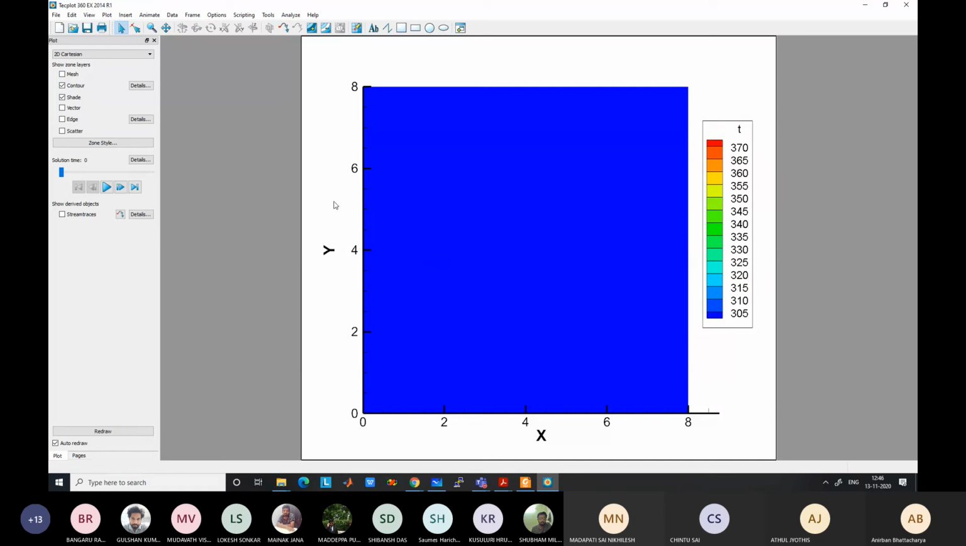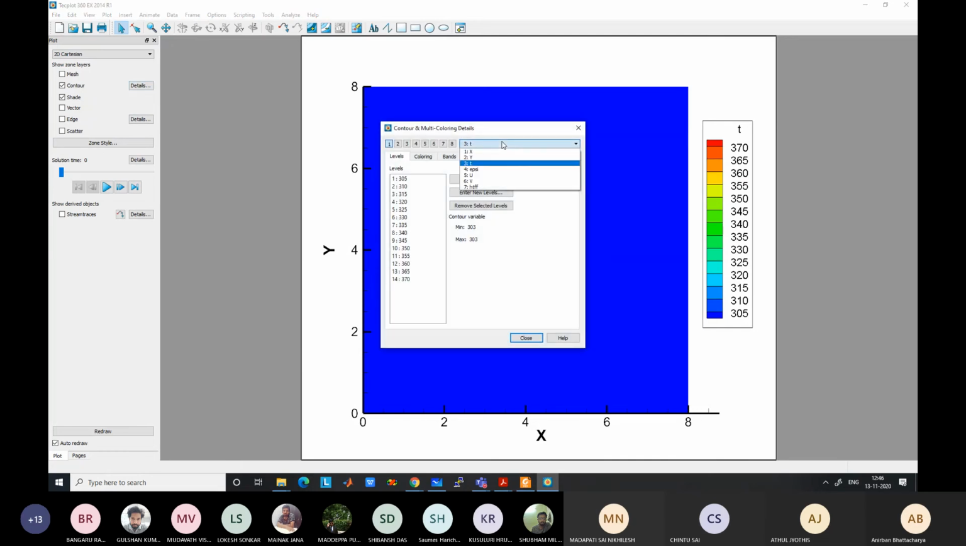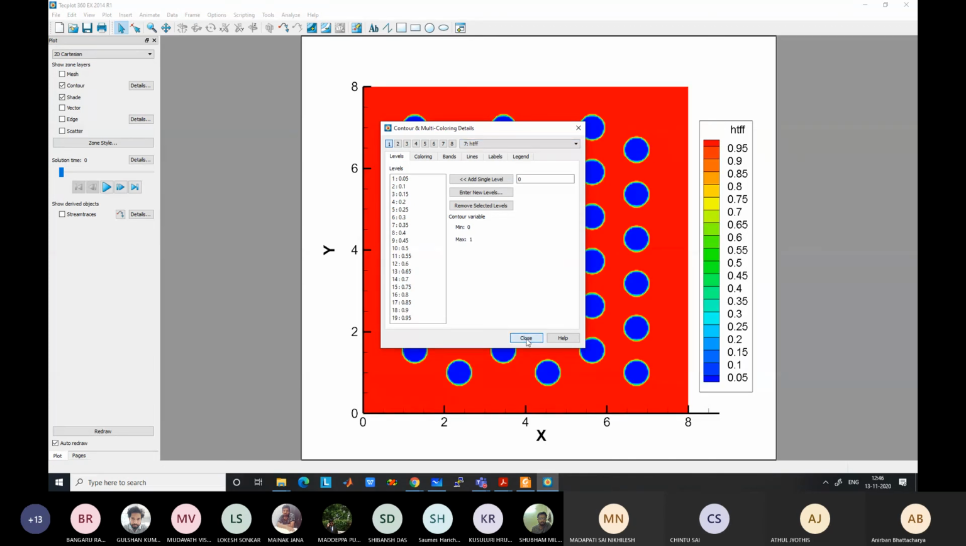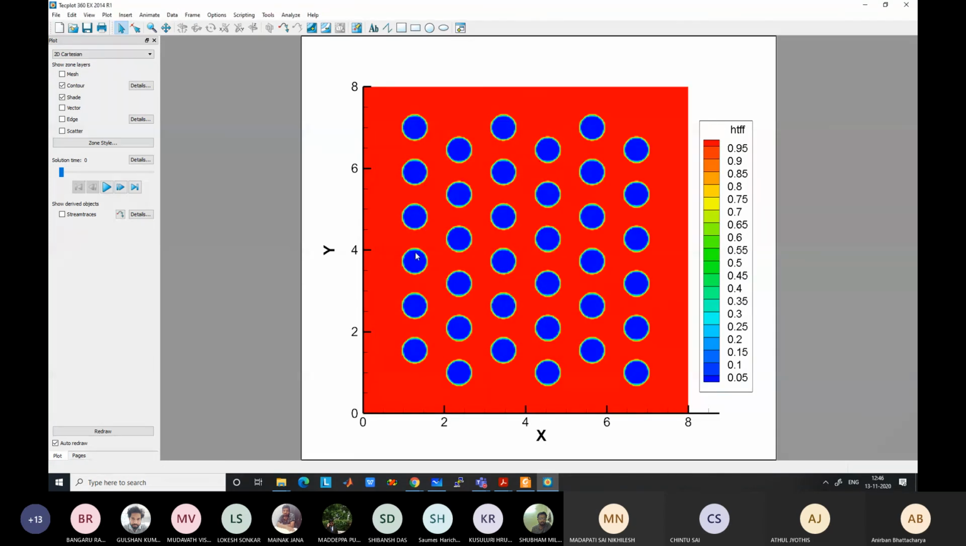Initially, the temperature everywhere is 303, and hot fluid is coming from one side with a slow velocity of 0.1 centimeter per second. We have capsules or spheres containing phase change material, arranged in a zigzag fashion. Outside these spheres there is liquid water flowing at a high temperature, so that the material in the spheres melts with time and stores energy. That is what we want to study.